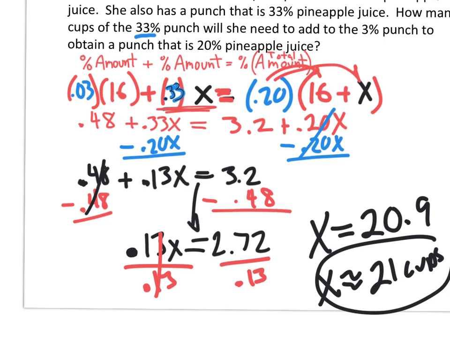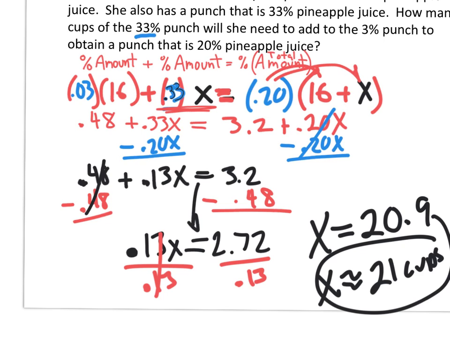Okay, so once again, what did we just find? We found x. Now, what is x? Check out the original equation. X is the amount of the 33% strong juice that I added to my weak juice. So the answer is I need to add about 21 cups of the 33% strong juice to the existing 16 cups of 3% juice to get my nice mix, which is 20% juice of this new total amount, which would technically be 16 plus 21.